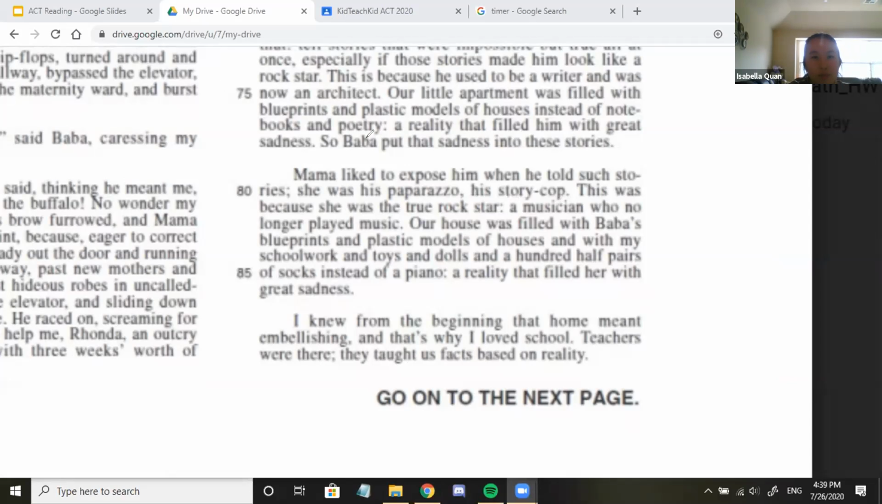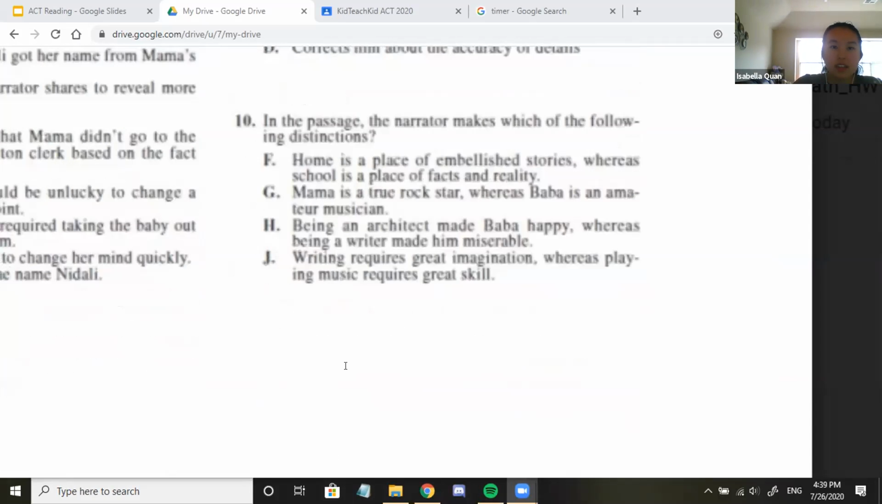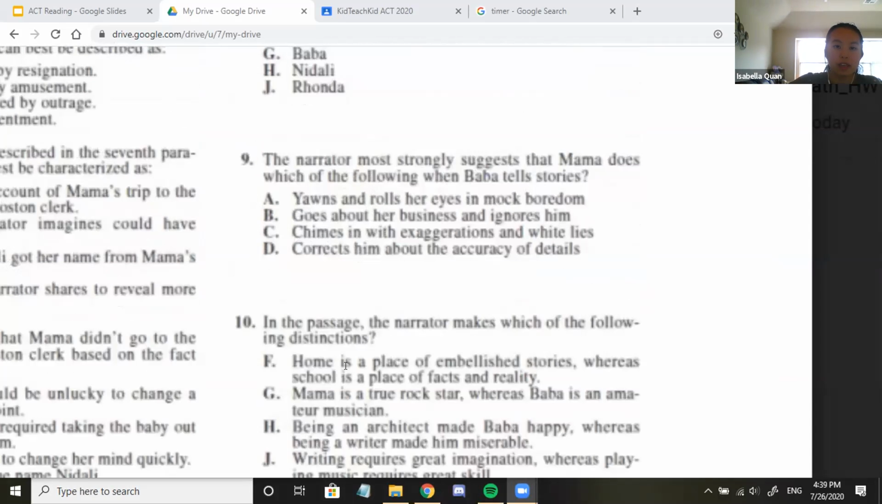In this case, it means that she likes to nitpick, like the dad likes to exaggerate, and the mom likes to criticize that kind of playfully. So you can assume that it would probably be correct about the accuracy of details. And this part would probably be the dad, and it's definitely not A or B.